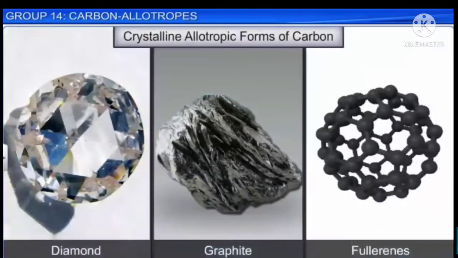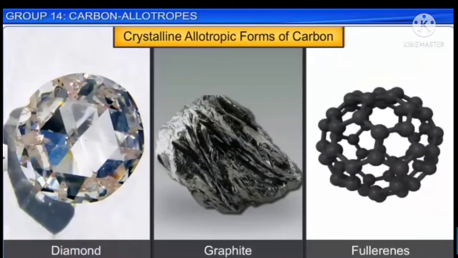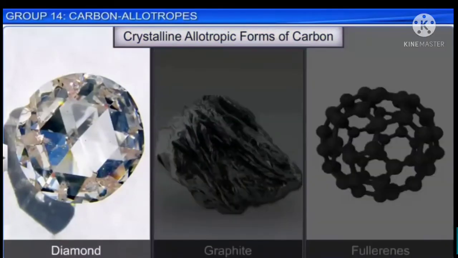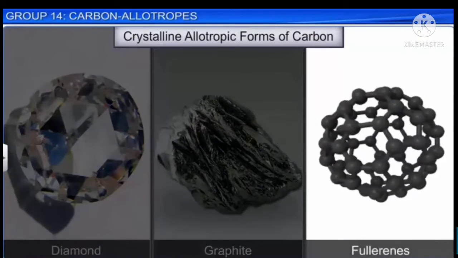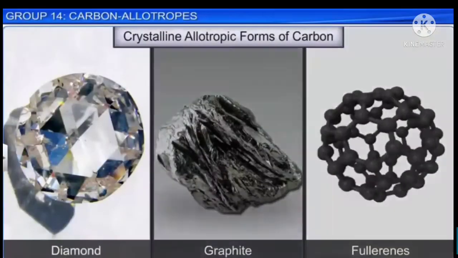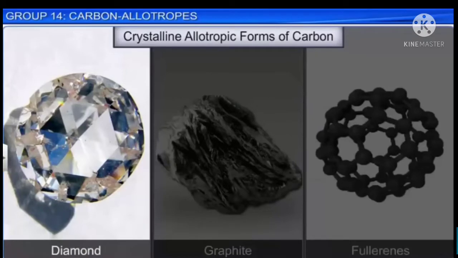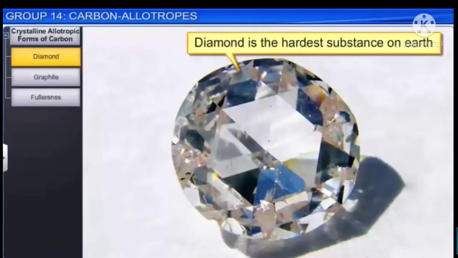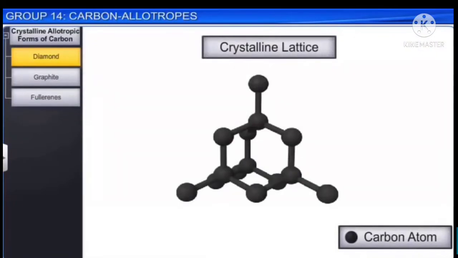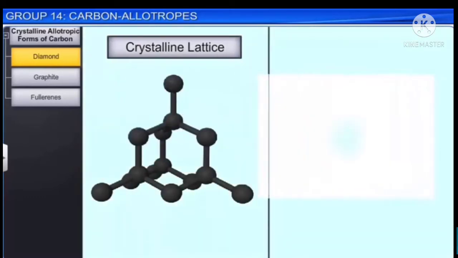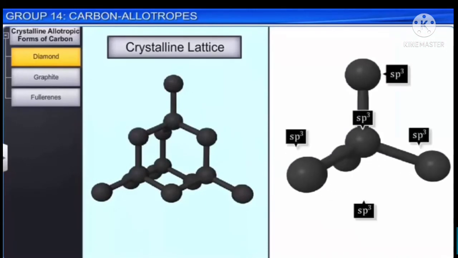There are 3 important crystalline allotropic forms of carbon: diamond, graphite, and fullerenes. Diamond, the first allotrope of carbon, is the hardest substance on Earth. Diamond has a crystalline lattice in which the carbon atoms are arranged in a rigid 3-dimensional network. In diamond, all carbon atoms exhibit sp3 hybridization.